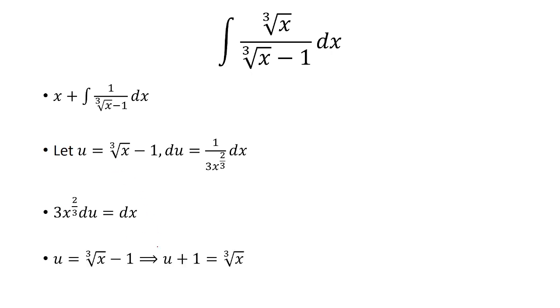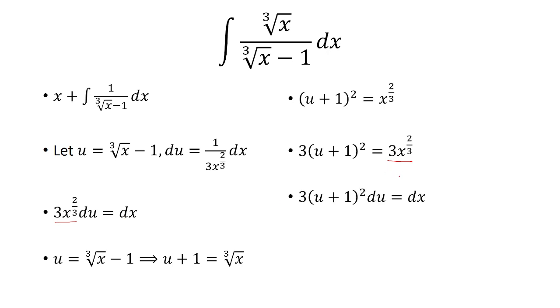So again, we'll solve for cube root of x by adding 1 to both sides and then squaring both sides, multiplying by 3. So now I finally have 3x to the 2/3 power. That's just 3 times u plus 1 quantity squared, and then du. So I just solved for dx. I know the cube root of x minus 1 we said was u, so I have everything that I need. And I plug it in here.